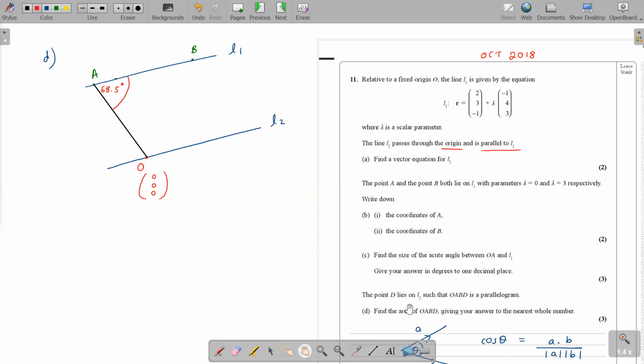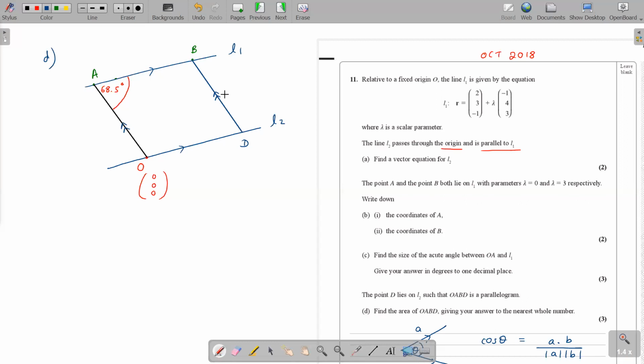And then they are saying here the point D lies on line 2 such that OABD is a parallelogram. So can't you complete this parallelogram? These two lines are anyway parallel. So you have to mark a point D on line 2 such that OABD is a parallelogram. So roughly you can draw a line that's parallel and you can mark the point D. Point D is on line 2 such that these two are parallel. So OABD forms a parallelogram.